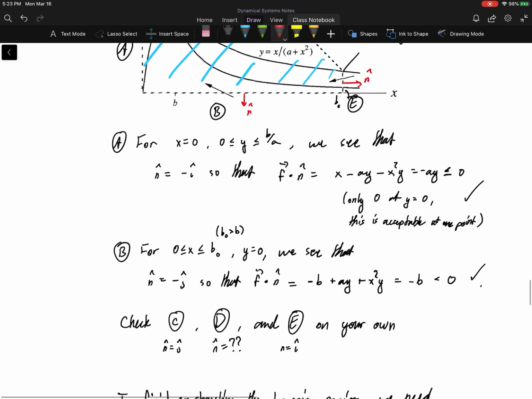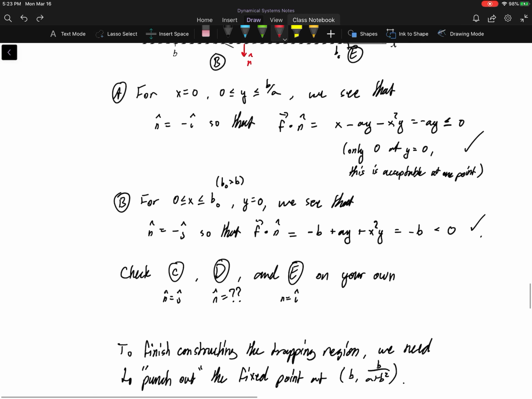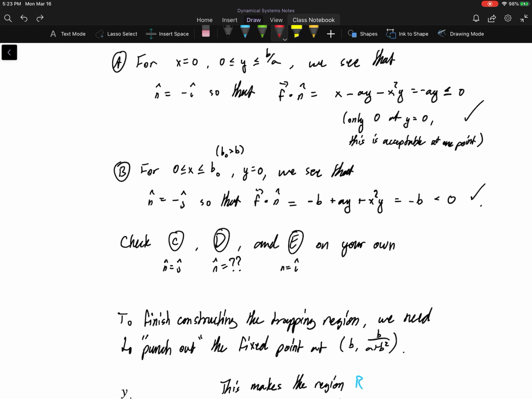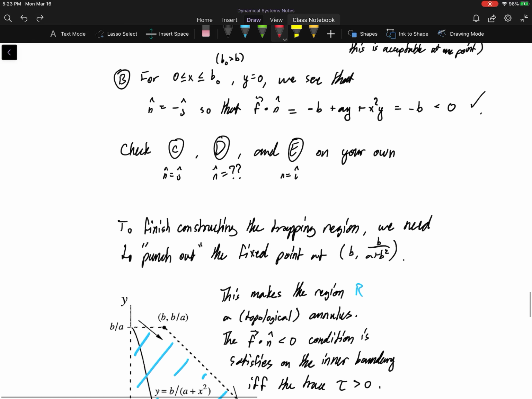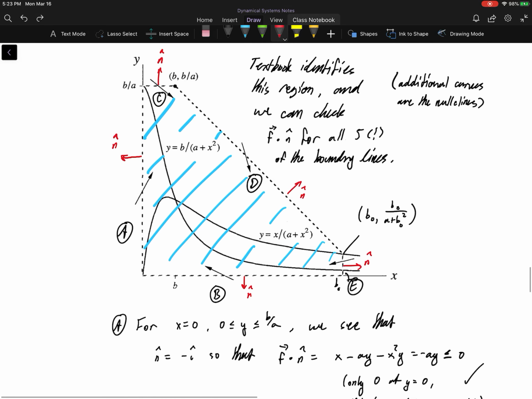A similar argument is going to show that f dot n hat is going to be negative on the B branch. And that one has zero problem whatsoever. Okay, so this guy is also negative. So we've gotten 40% of the way to a trapping region. We've gotten 2 out of the 5 boundary components and shown that these guys are definitely influxing. So I leave it to you at home to show that C, D, and E are also going to be influxing. The picture shows that that might be the case, but I'd leave it to you to show this more rigorously.